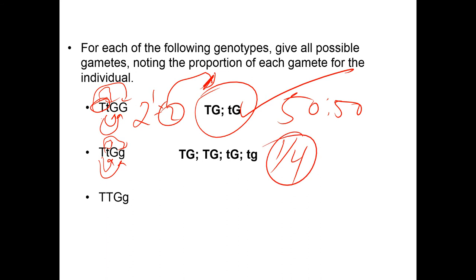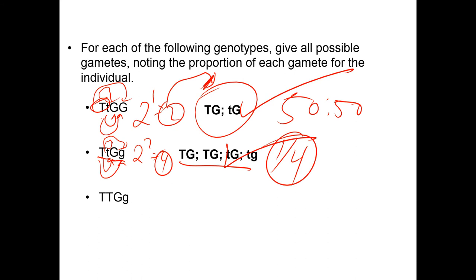How can you double check this is right? Well, in this genotype you have two heterozygotes, big T, little t and big G, little G. 2 to the 2 equals 4. So you have 4 possible outcomes, and that's right.